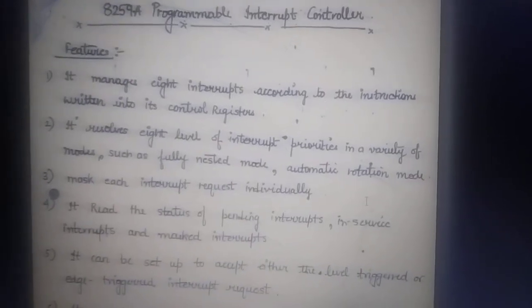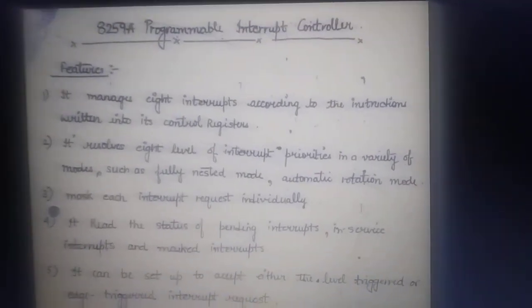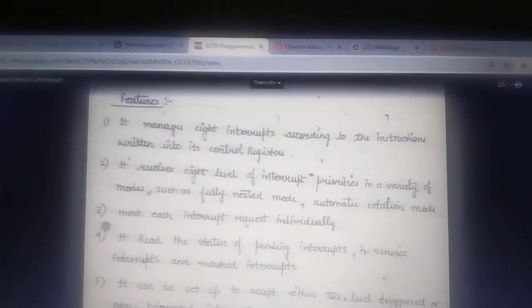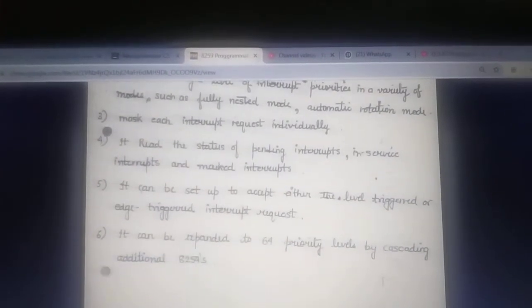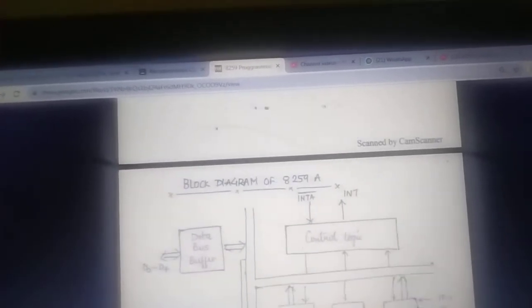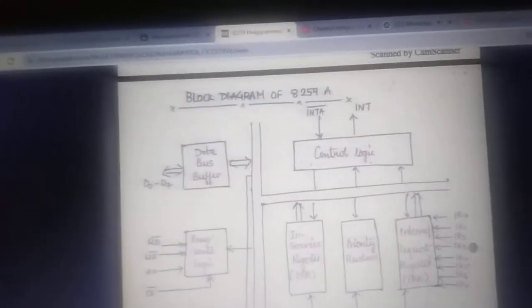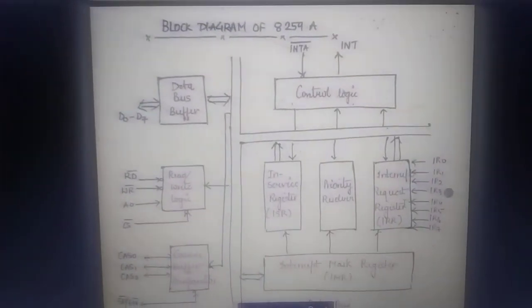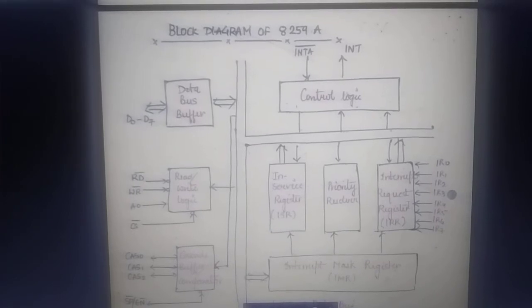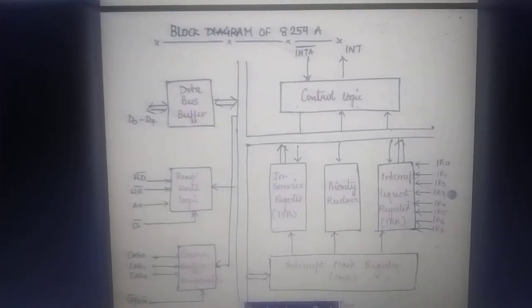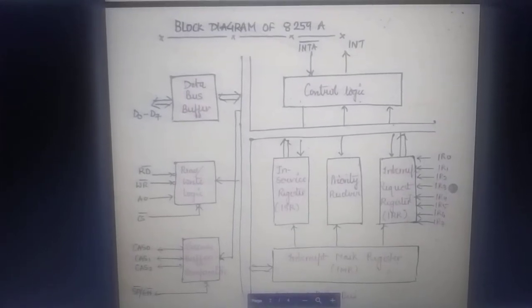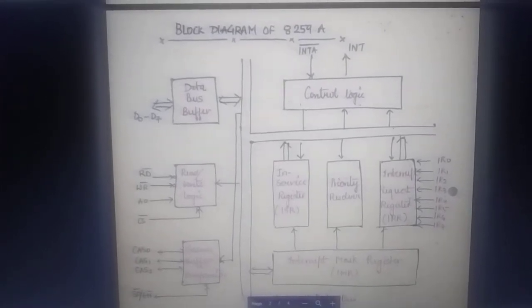Dear students, now I am going to discuss the architecture of 8259, that is the programmable interrupt controller. We have discussed its features in detail in the last lecture. We know that this IC is used for processing additional interrupts to the microprocessor. In case of 8085, we can process only 5 hardware interrupts. If we have to process more than 5 hardware interrupts, we can take help of this 8259 IC.